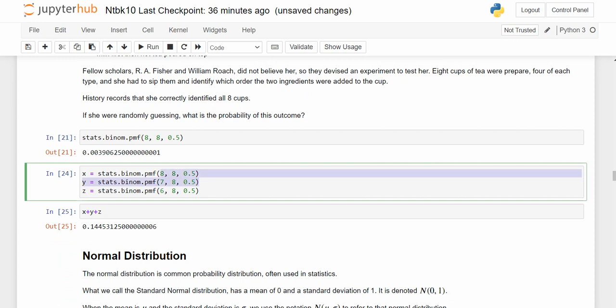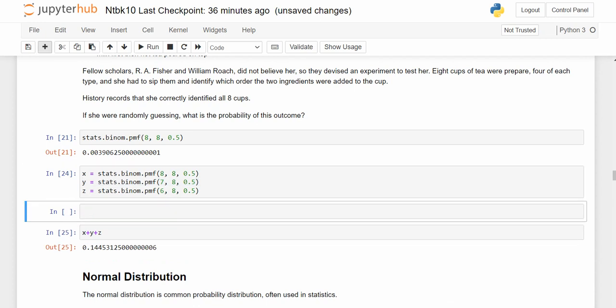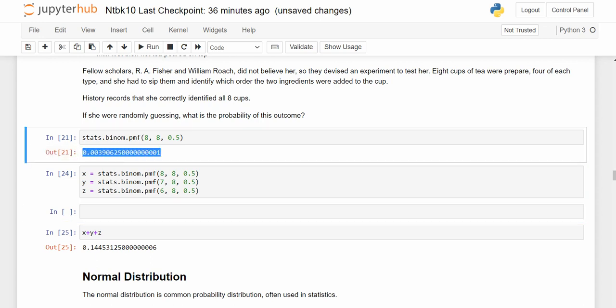X is the probability that she gets 8 out of 8, Y is the probability that she gets 7 out of 8, Z is the probability that she gets 6 out of 8. So we can see a couple of these others. Let me open up a cell. You don't have to do this. X is the first one. We've already seen this. So let's look at Y.